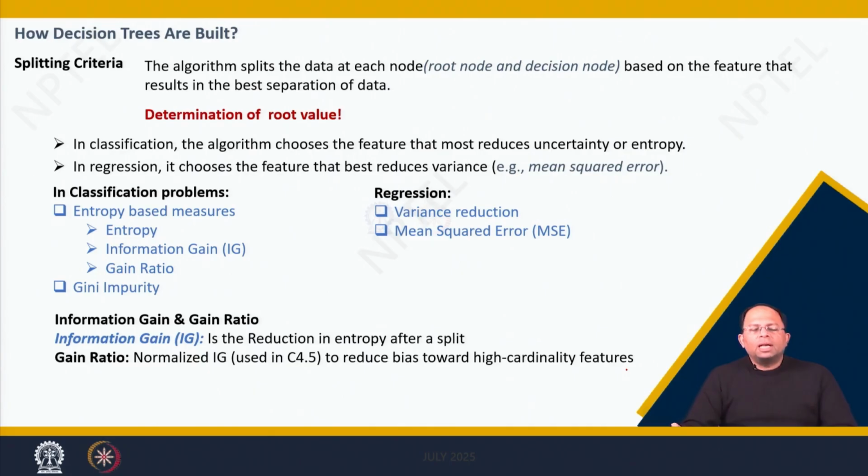So the next question is how decision trees are built. That means now that I know that I have a set of data, I can ask questions to arrive at the final outcomes. Then what questions should I ask, right? What is the splitting criteria?